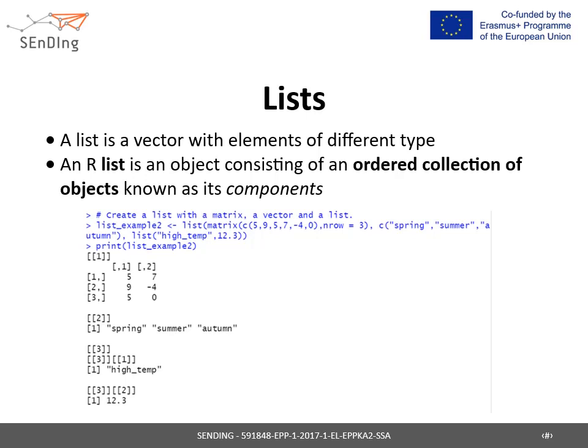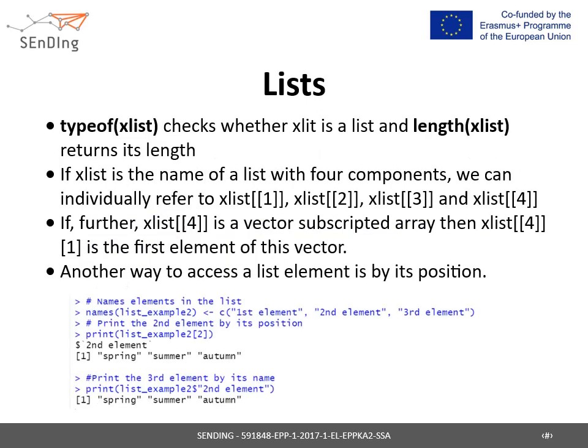Here is a simple example of how to make a list. The list contains a matrix with 3 rows and 2 columns, a vector with characters, and a list which contains an atomic character vector and an atomic numeric vector. We can check if, let's say, ECList is a list with the type of ECList function and find its length using length(ECList). Components are always numbered and may always be referred to as such.